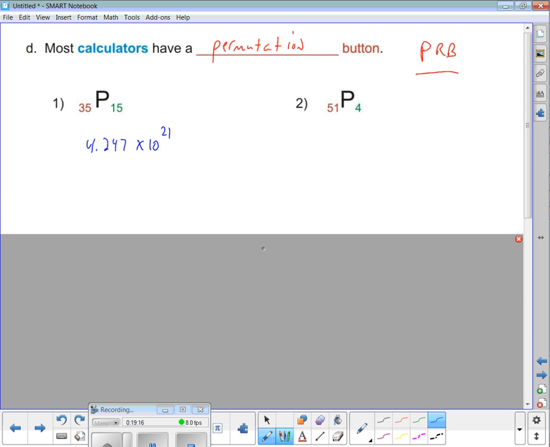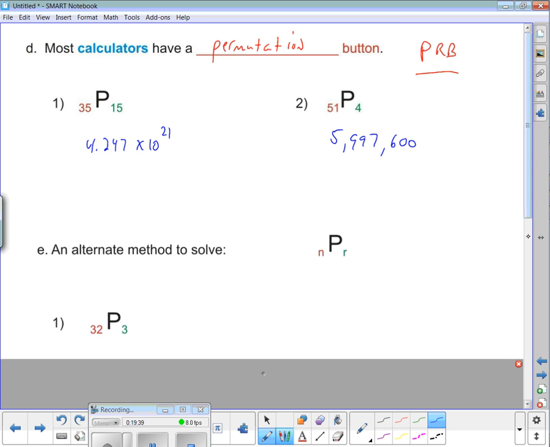All right, try number 2. Pause the video if you need to. 51, then the permutation button, then the 4, and then enter. And I got 5,997,600. All right, let me show you one other alternate method that I think is kind of neat.